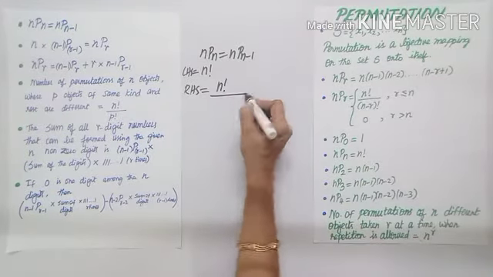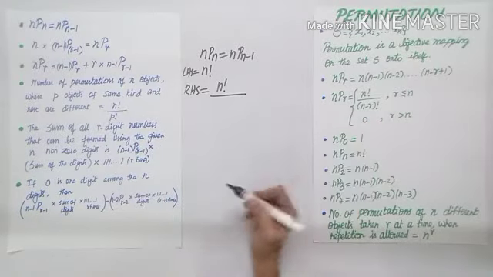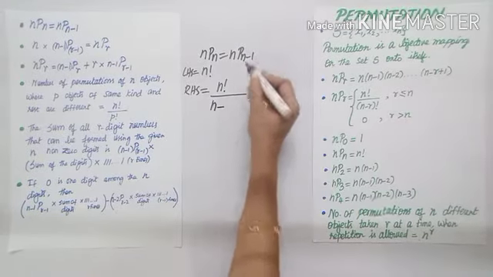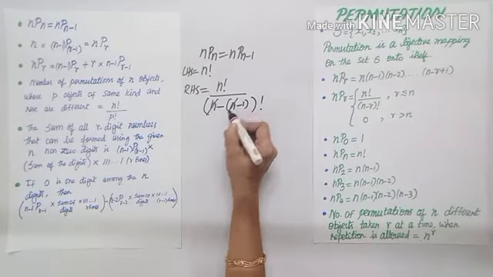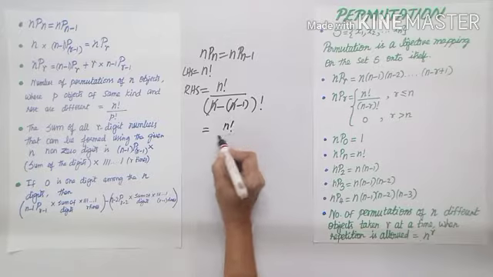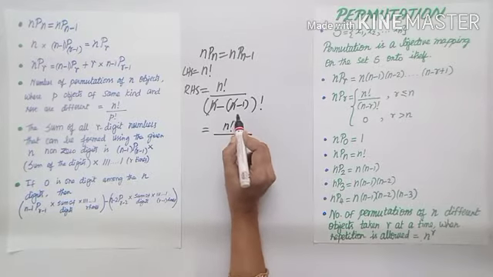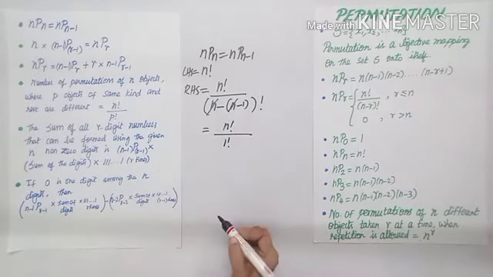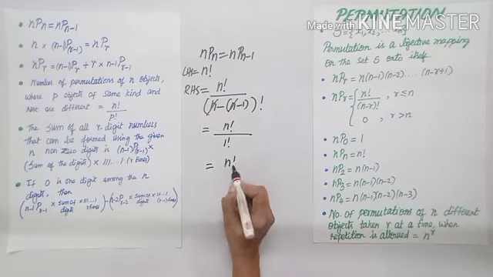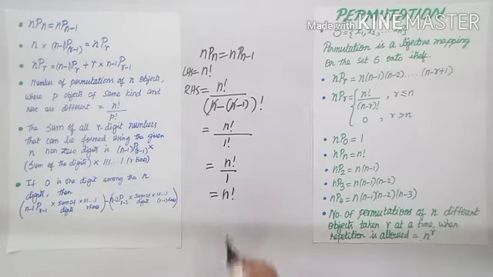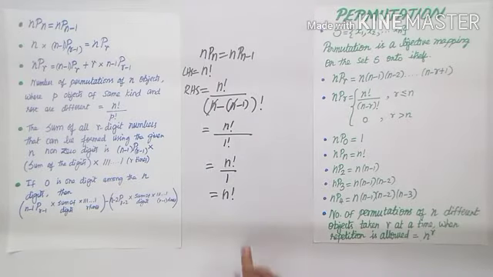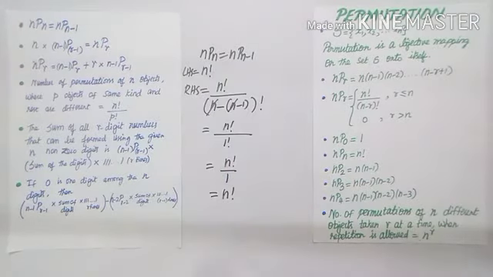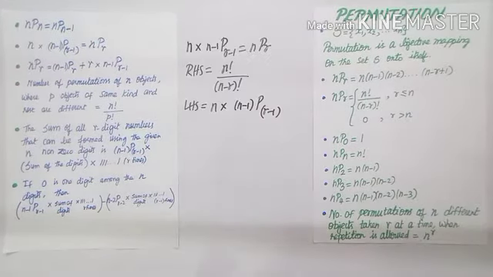n factorial by (n minus (n minus 1)) factorial. Here n minus n plus 1 is 1, and 1 factorial is 1 only. So my answer is n factorial. I am able to show LHS and RHS are equal. So we get the formula nPn equals nP(n minus 1).